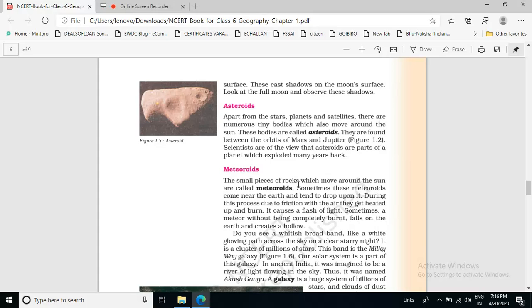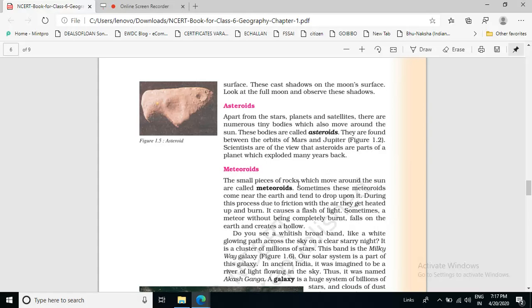These are small pieces of rocks which always keep moving around the sun, and many times it happens that these meteoroids come near the earth, and they also drop upon it. And what happens when the meteoroids come near the surface of the earth? Friction arises between these two surfaces, and because of friction the air gets heated and it starts burning.